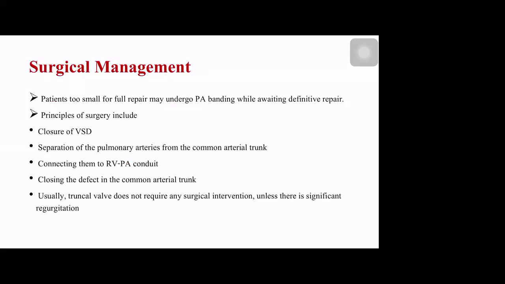What about the surgical plan of management? Patients too small for full repair may undergo PA banding while awaiting the definitive repair. Now, what are the principles for definitive repair? Number 1, closure of the VSD. Number 2, separation of the pulmonary arteries from the common arterial trunk. Number 3, connection between the right ventricle and PA through a conduit, and closing of the defect within the common arterial trunk by a patch. And usually the truncal valve does not require any surgical intervention unless there is significant regurgitation or incompetence present.